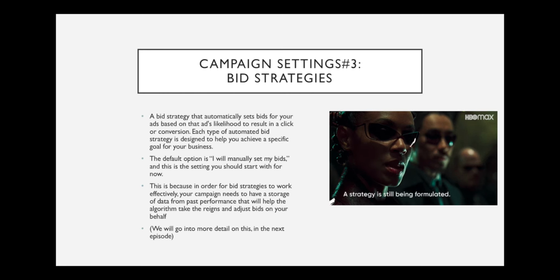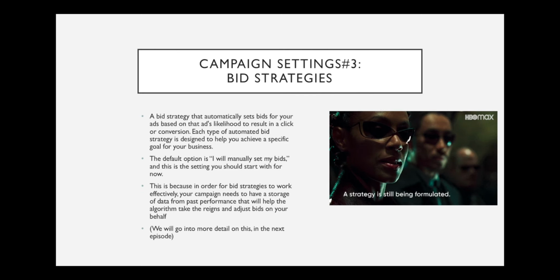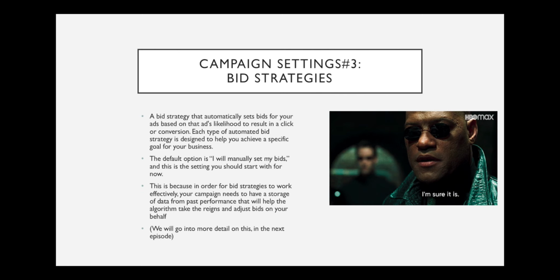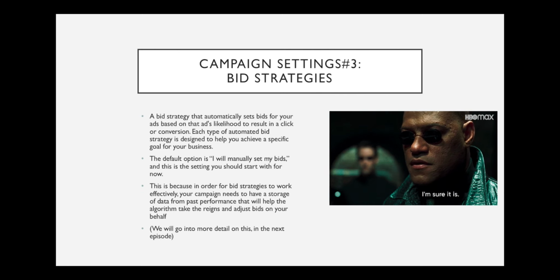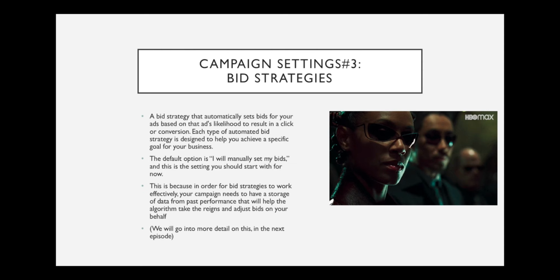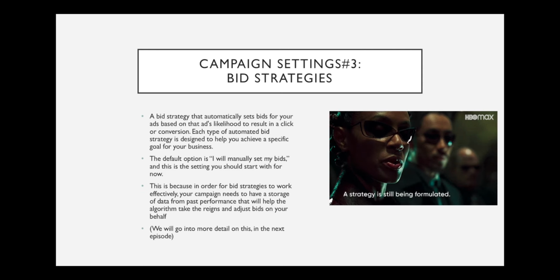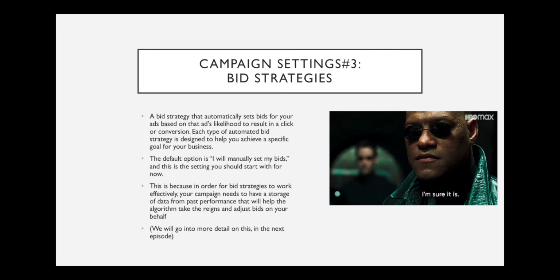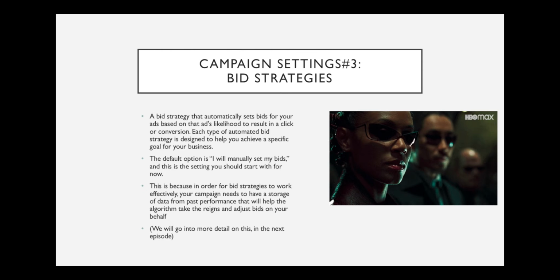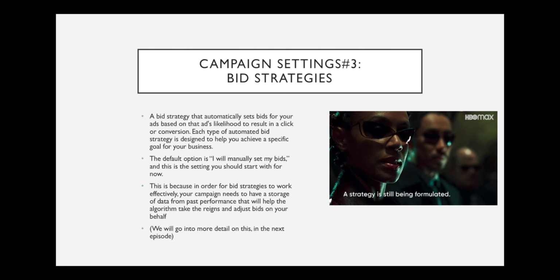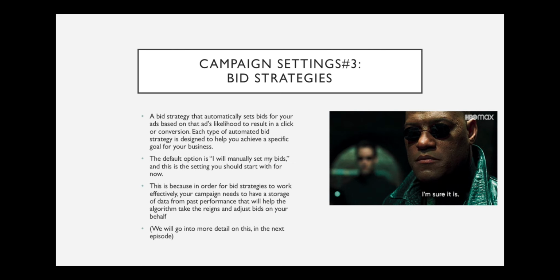Number 3, regarding campaign settings, is bid strategies. A bid strategy automatically sets bids for your ads based on that ad's likelihood to result in a click or conversion. Each type of automated bid strategy is designed to help you achieve a specific goal for your business. The default option is I will manually set my bids, and this is the setting you should start with for now. This is because in order for bid strategies to work effectively, your campaign needs to have a store of data from past performance that will help the algorithm take the reins and adjust bids on your behalf. But we will go into this in more detail on the next episode.